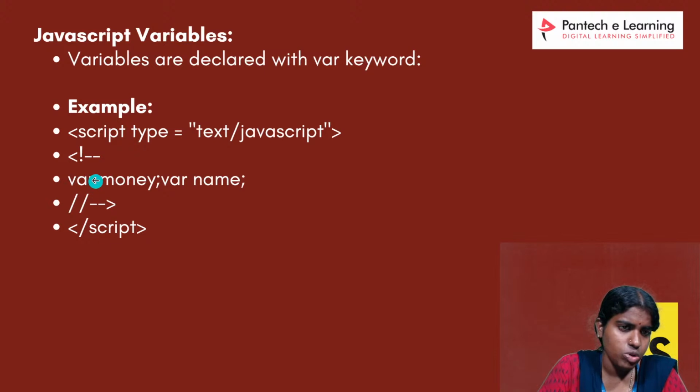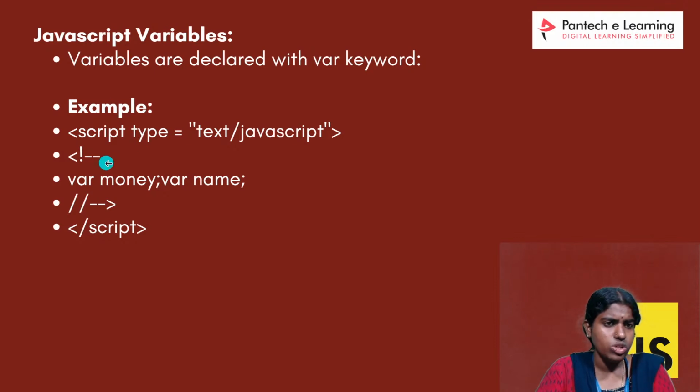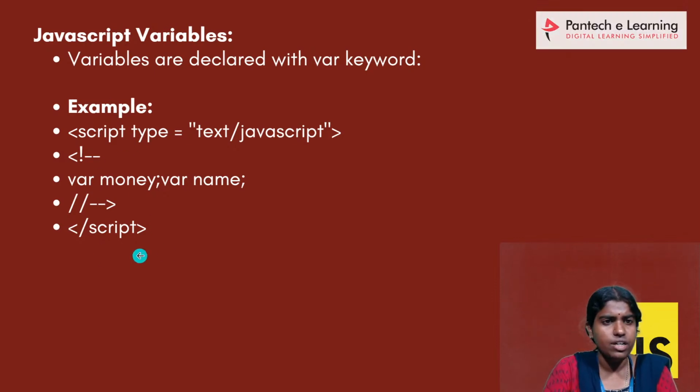And inside this I am using the var keyword. Whenever I want to store some money value or name value, I write var money and then var name. It should have a starting script tag and a closing script tag. So whenever I want to write any JavaScript coding, it should have a starting script tag and a closing script tag.